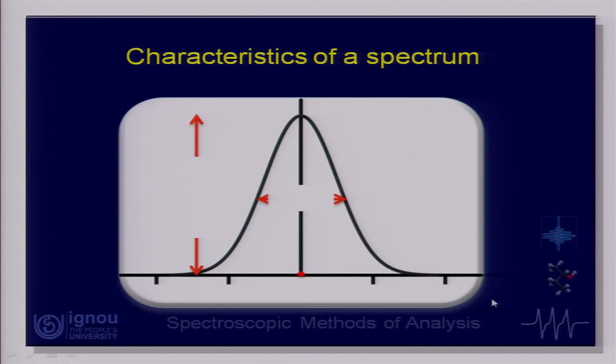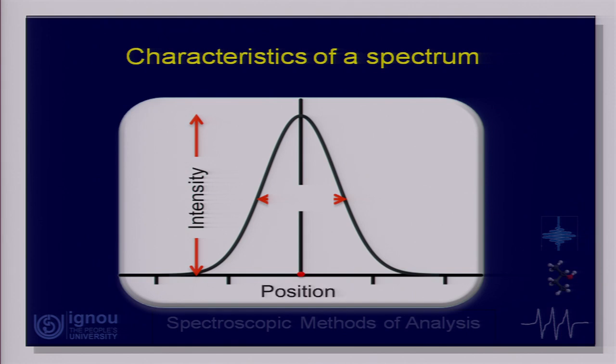But when you talk about band spectra or molecular spectra, we have to talk about certain characteristics there. We'll talk about what the factors are which determine them. Let's start with that. Now, let's look at the typical characteristics of a spectrum. Typically, a spectrum has the following characteristics. It has intensity. That means, how intense is the signal? How intense is the band?